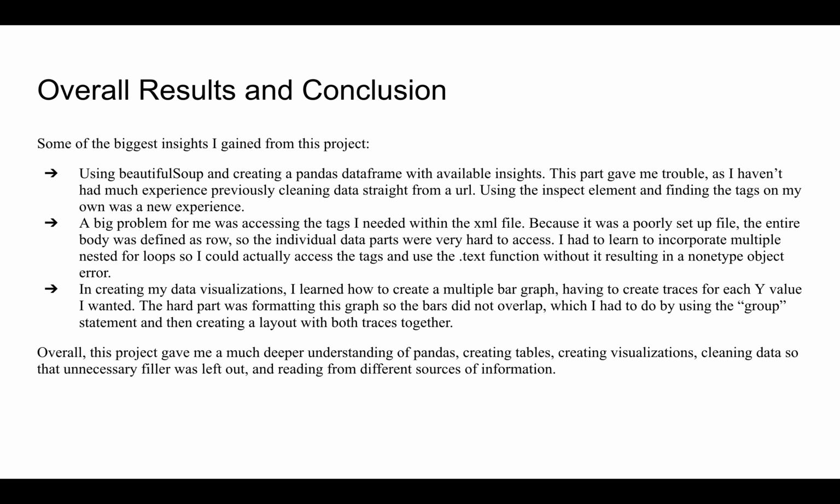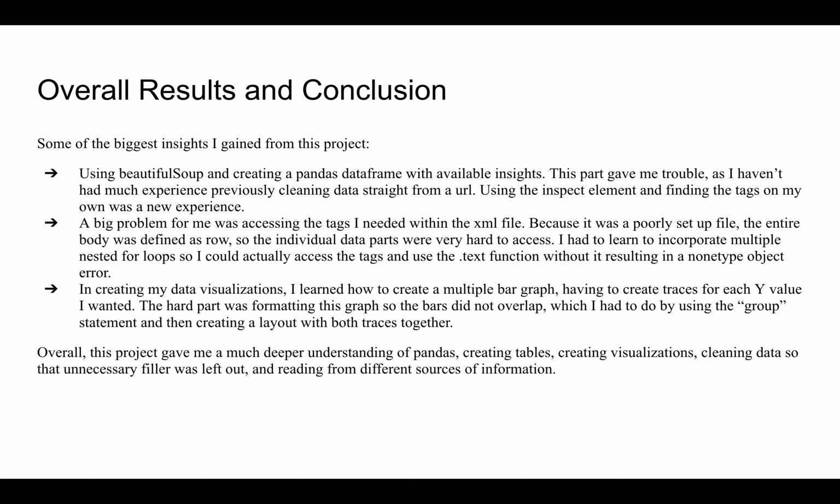So some of the biggest insights I gained, I definitely used a lot of Beautiful Soup and I had to create a pandas data frame with my available information. This part gave me a lot of trouble as I hadn't had much experience previously cleaning data straight from the URL. So I had to use the inspect element, find the table tags, and find the table header tags that I actually wanted, and then go from there.